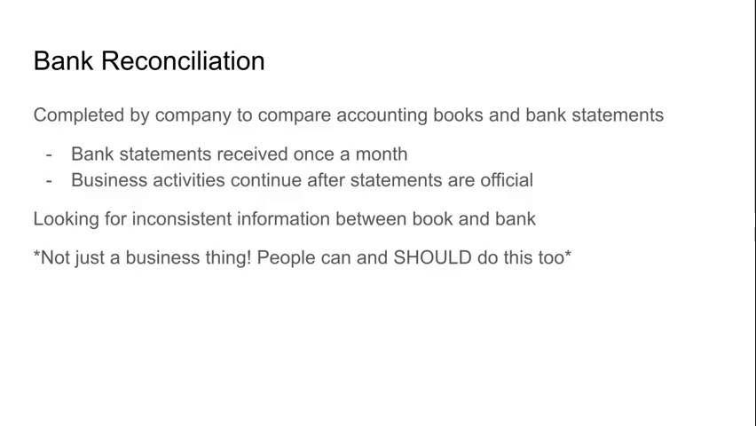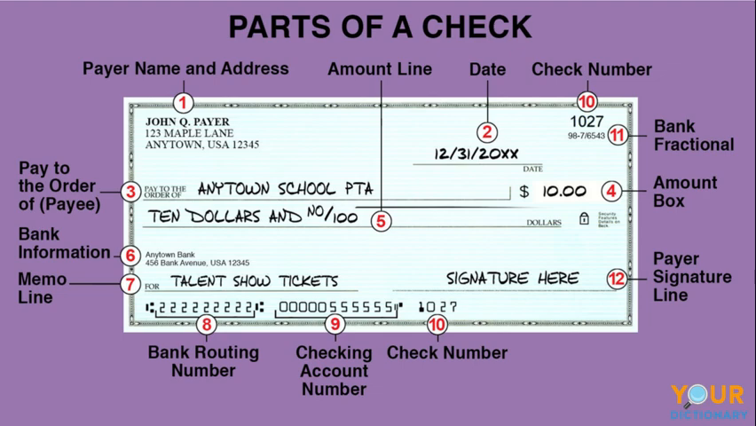You have that accurate information included everywhere. So what you're trying to do is look for inconsistent information and make sure that all money is accounted for. And that's not just a business thing, it's something that you should also do to make sure that your money is being handled properly by you as well as your institution.